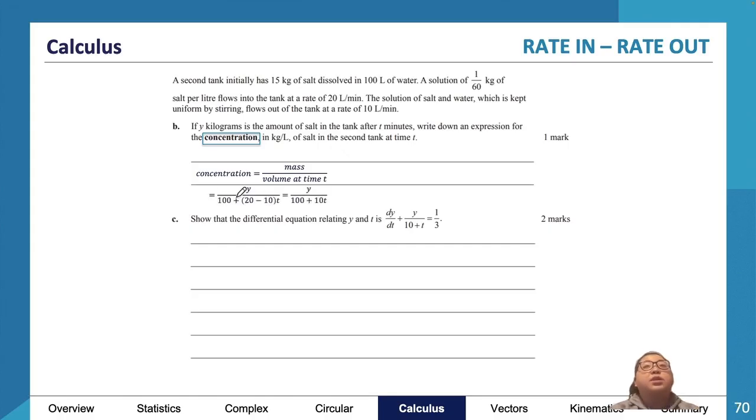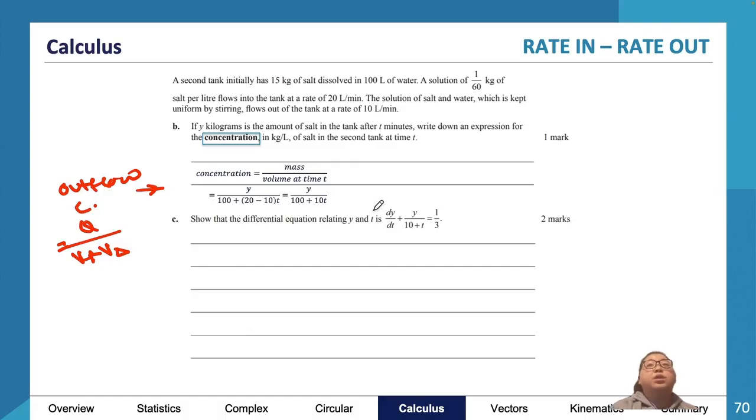What that's going to be for us is just y, and the volume at time t is going to be 100 plus 20 minus 10, because that's the amount going in and the amount coming out. So this is going to be our outflow concentration, and that's always going to equal the mass of the tank, Q or whatever, over your volume plus your volume change. It'll be 20 in and then 10 out, so it will just be plus 10t. So we'll get that it's y over 100 plus 10t.